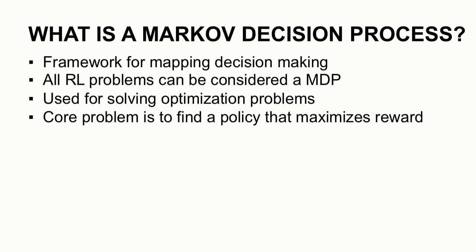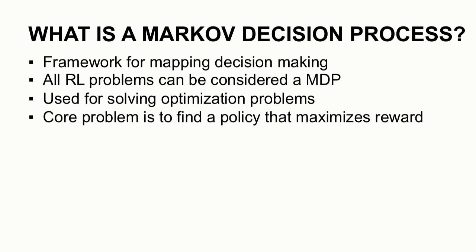So what is a Markov decision process, and how does it relate to reinforcement learning? A Markov decision process, or MDP for short, is a mathematical framework for modeling decision-making and can be used to represent any reinforcement learning problem. For reinforcement learning, MDPs are a way to model our environment.